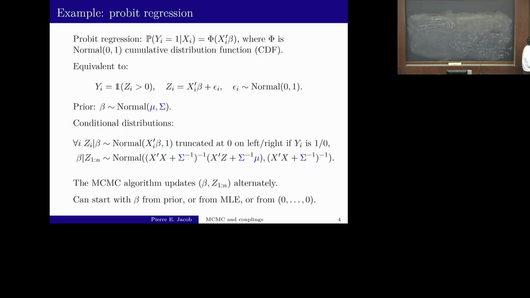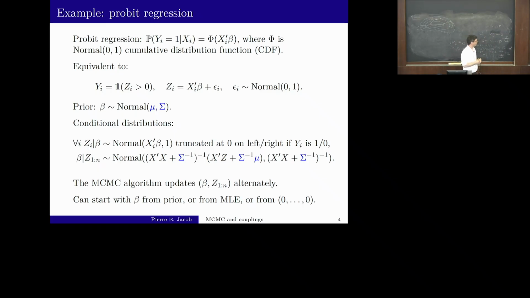Here we have this binary outcome. We have some covariates, and we're trying to do regression with the probit regression. And as we discussed yesterday, it's equivalent to introducing a latent variable z that would simply be Gaussian with center x beta and noise variance equal to 1. And then to say that yi is 1 if z is positive and 0 if z is negative.